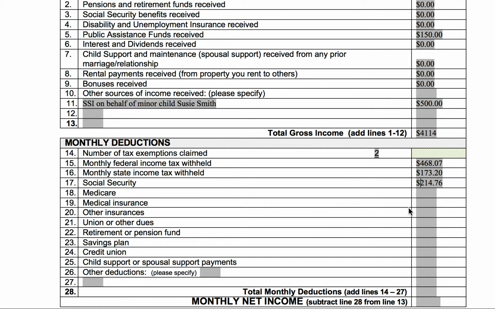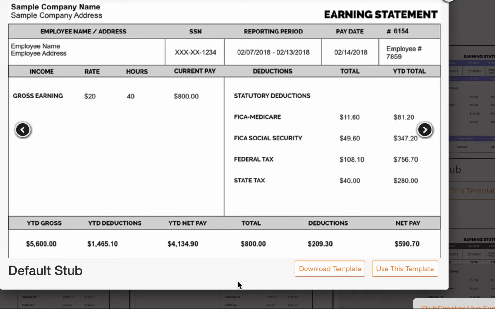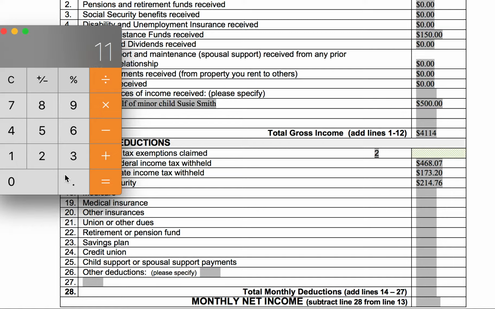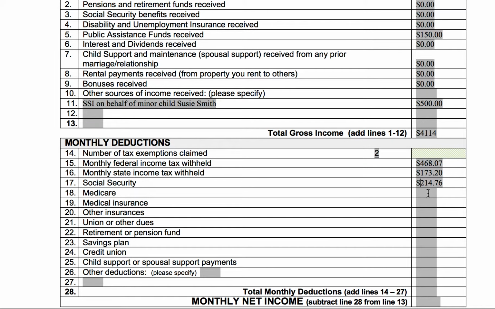And then last but not least, that Medicare number. So again, in our sample one, Med, FICA Med, whatever it's listed as, 1160. So we'll go back here. And that's 5022. Great, so we've got that there.